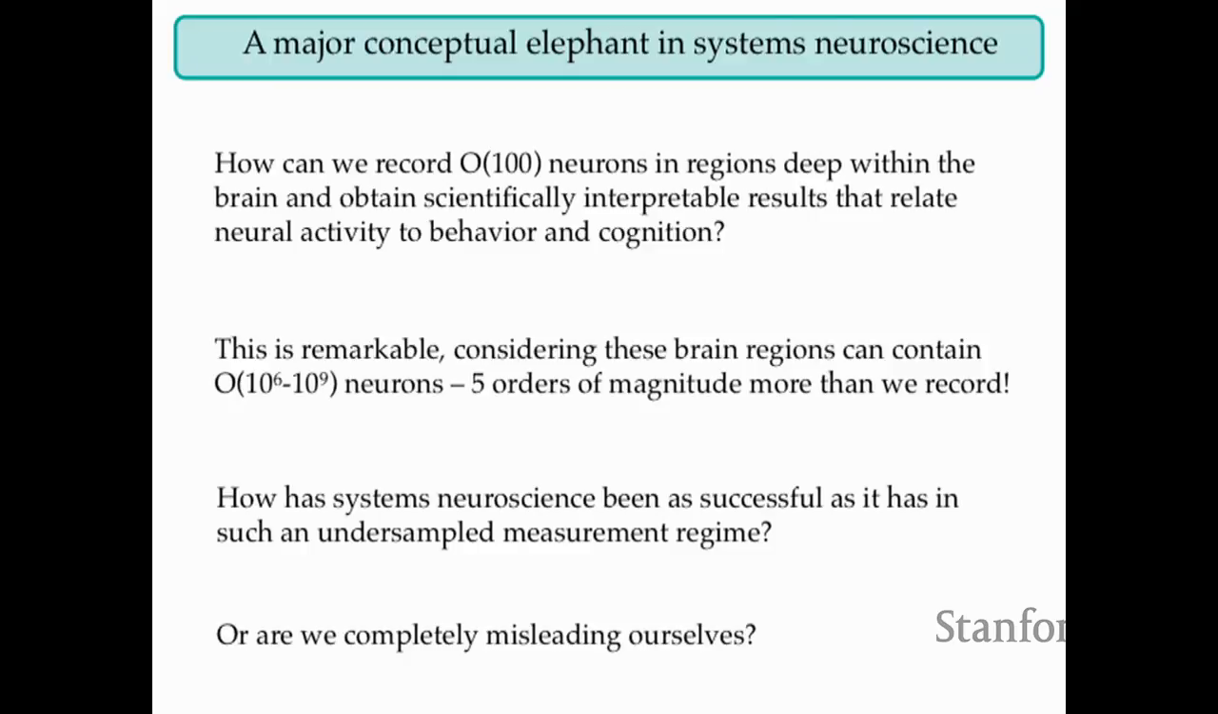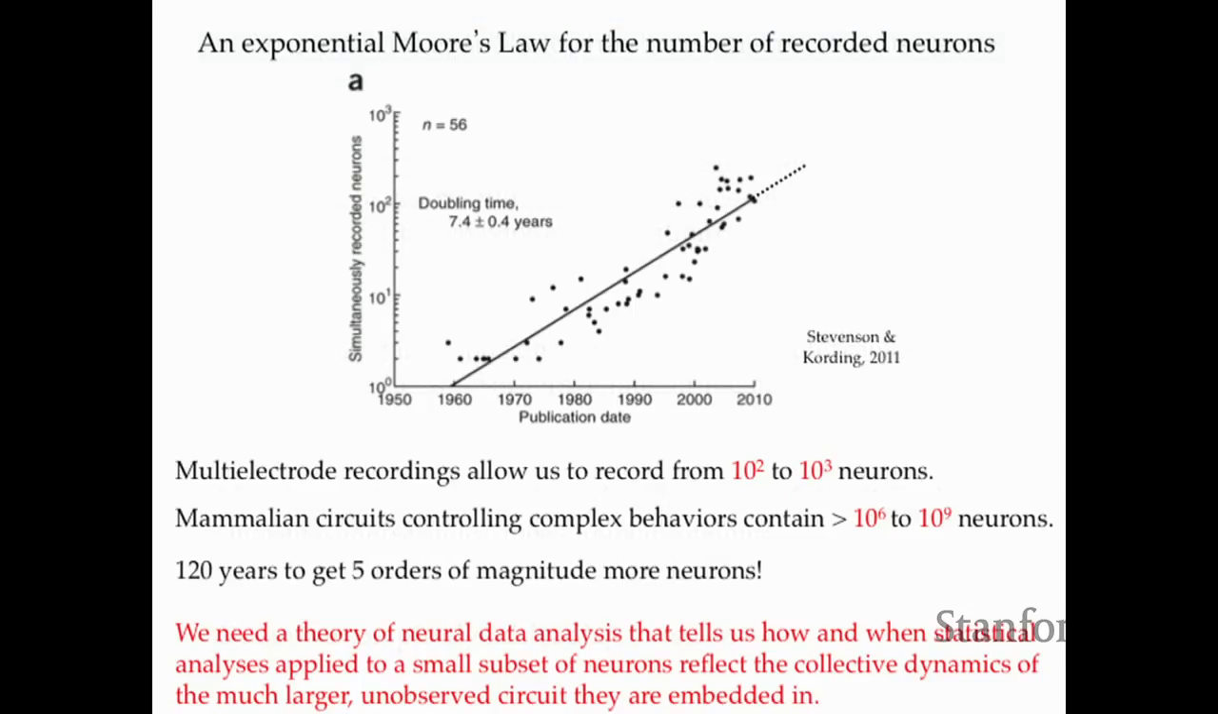This is actually quite remarkable considering that these brain regions contain about 10 to the 6th to 10 to the 9th neurons. So about 5 orders of magnitude more neurons than we currently record. So the question is, how has systems neuroscience been as successful as it has been in such an undersampled measurement regime? Or is it worse? Are we completely misleading ourselves? By recording so few neurons, are we getting a dramatically different view of the brain than we might get if we recorded all the neurons? So that's what we'd like to address.